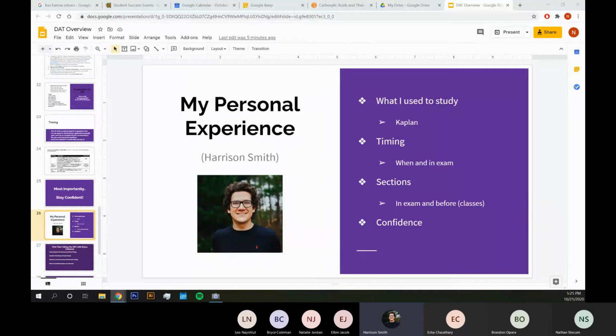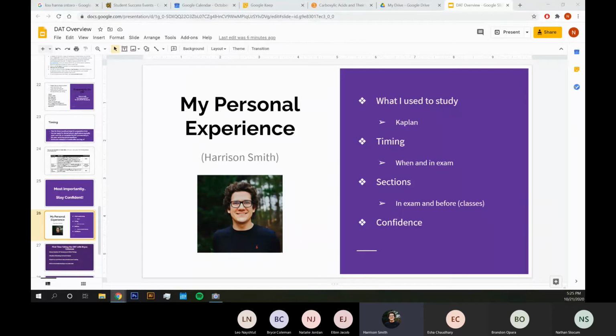And then timing. When I took the exam, it was in August. I tried to get one in May, but unfortunately, because of COVID, it was all pushed back, and the earliest I could get it was August 23rd. That's when I applied, right after I took the DAT. I took it the summer after my junior year. Some people take it earlier. I don't really recommend taking it later unless you're trying to do a gap year or something like that.